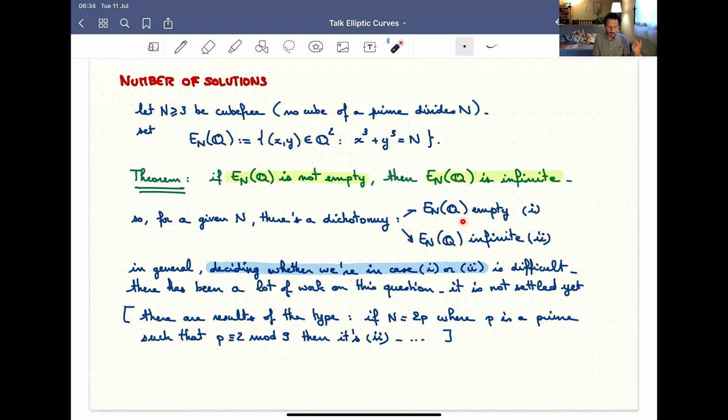And the second case, well, if this set is not empty, then it is infinite. It contains infinitely many x and y's which are solutions.